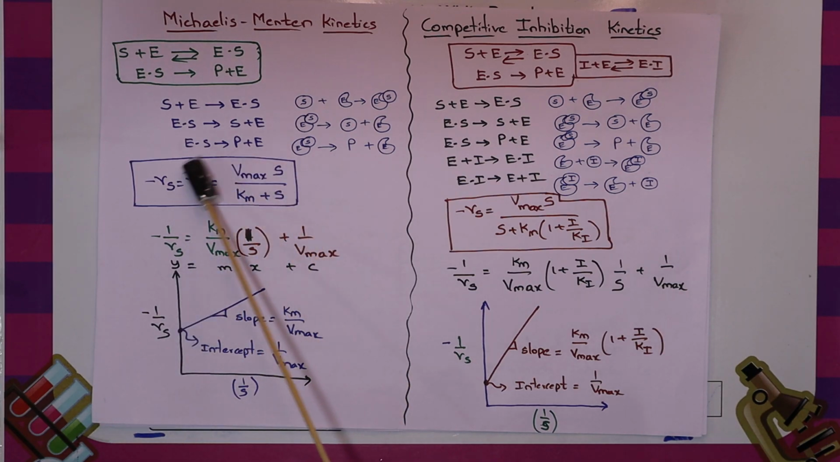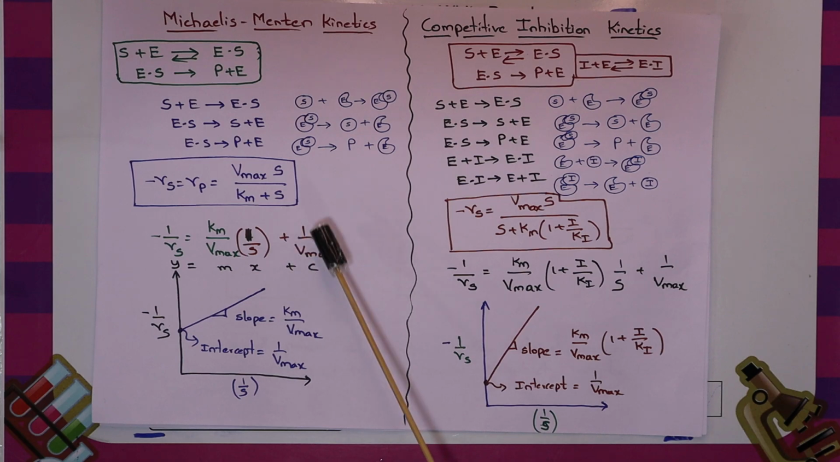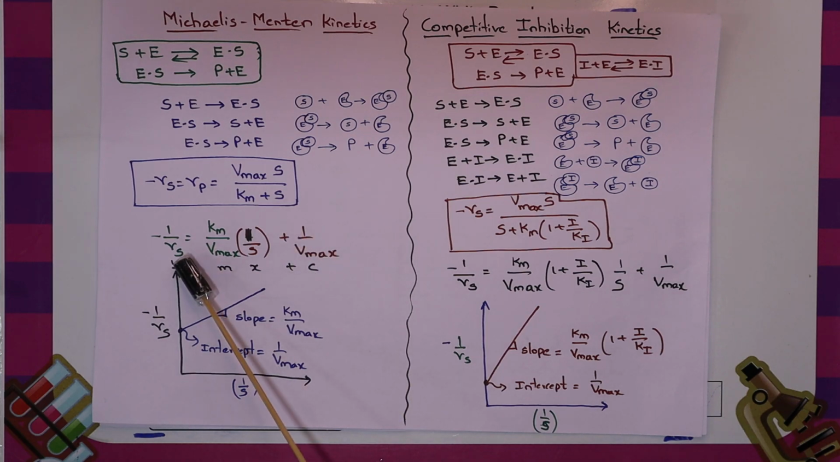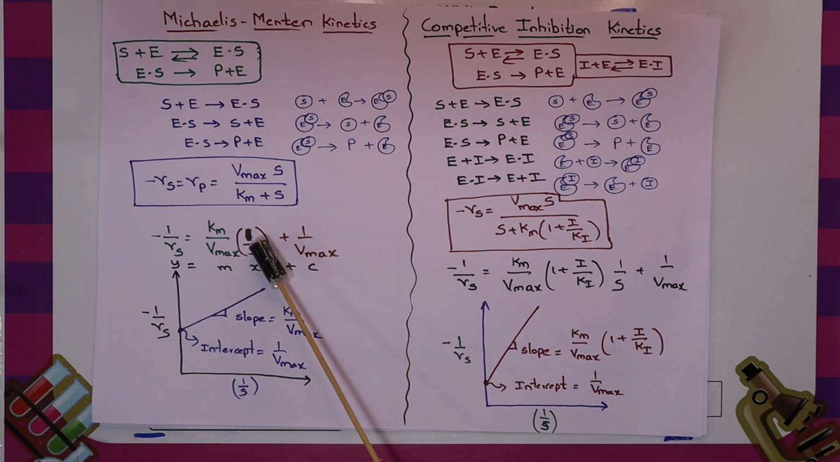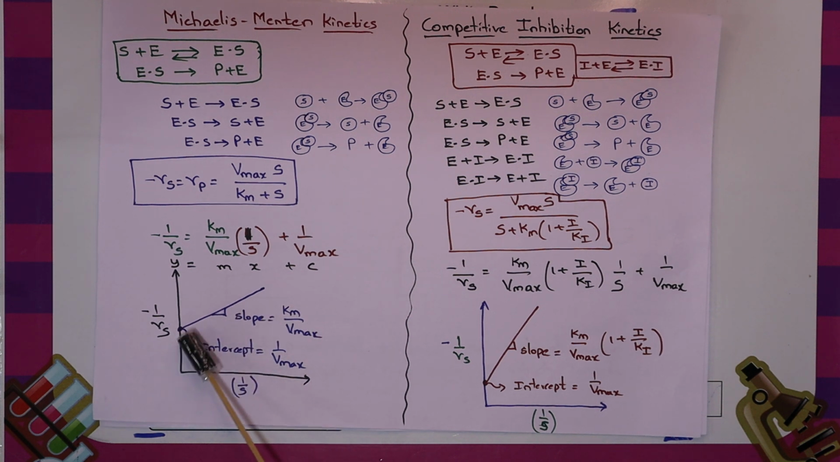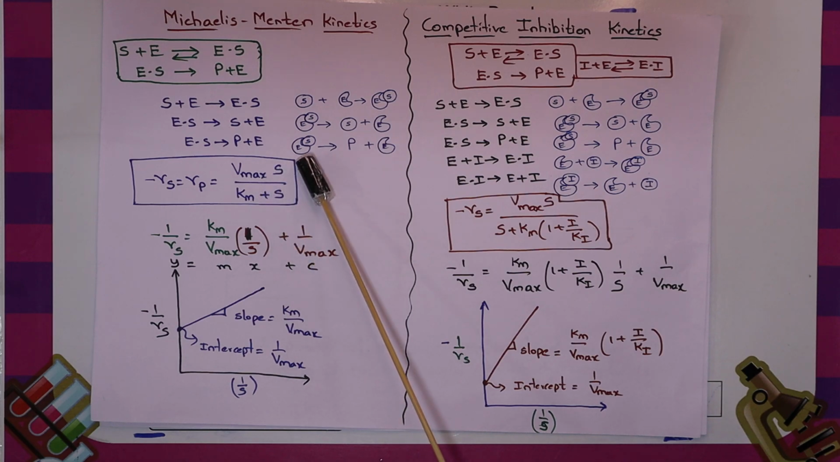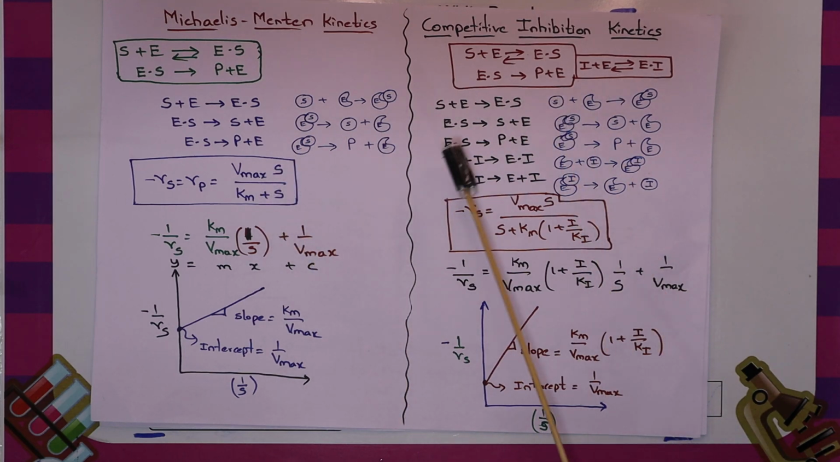Okay, if I transform this equation into y equal to mx plus c form, then minus 1 by Rs is equal to Km by Vmax into 1 by S plus 1 by Vmax. If you plot minus 1 by Rs on the Y axis and 1 by S on the X axis, you get a line with slope Km by Vmax and intercept 1 by Vmax. And the same reaction in presence of inhibitor looks like this.